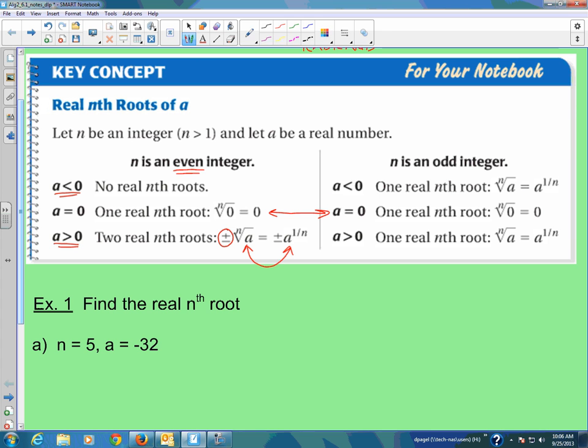Odd integers. Well, we can take the third root of a negative 8 and get a negative 2. So when the a value is negative or positive, you still get real solutions, which is different from our even. But we've actually already messed around with that stuff a little bit. This is just a formal discussion on that.